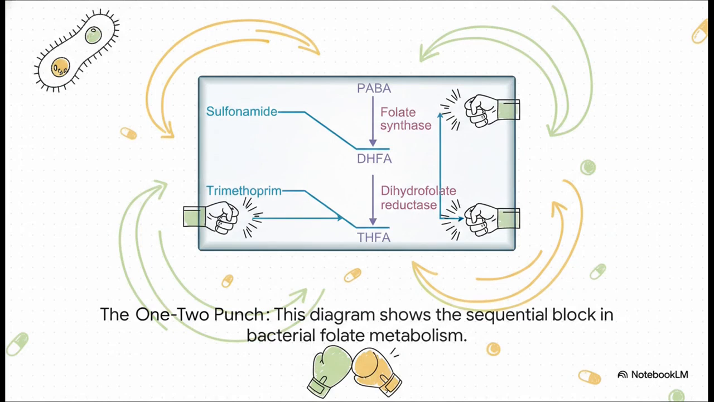See, PABA is supposed to become dihydrofolic acid, or DHFA. Sulfonamide blocks that. Then, any DHFA that might get made is supposed to become the final product, tetrahydrofolic acid, or THFA. Well, trimethoprim blocks that step. By hitting 2 steps one after the other, we make absolutely sure the entire production line is completely shut down.